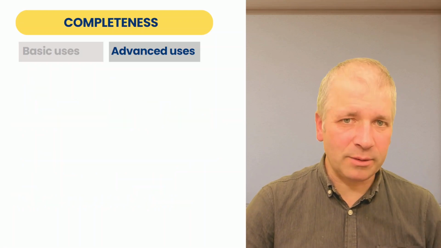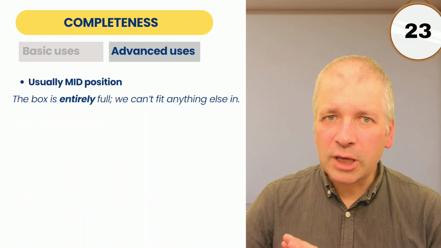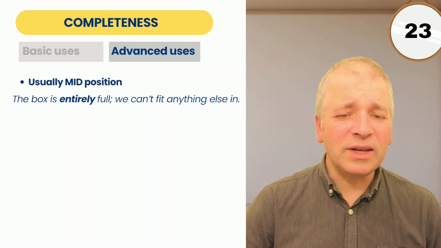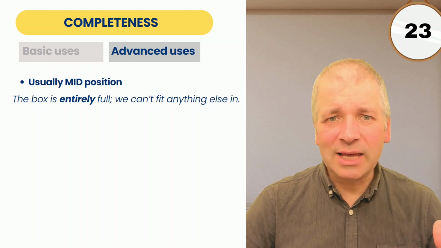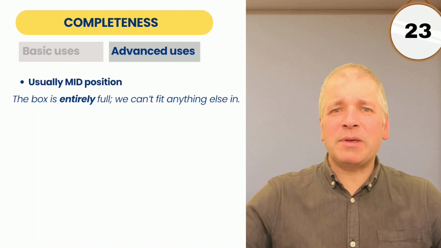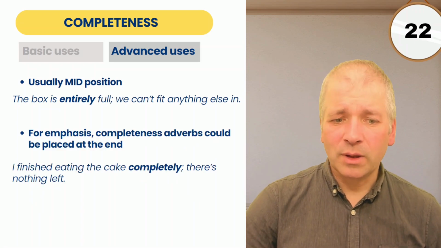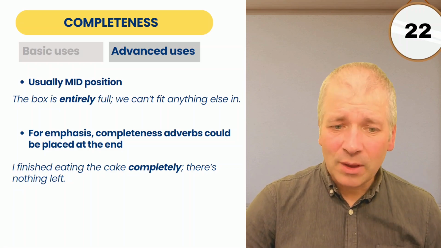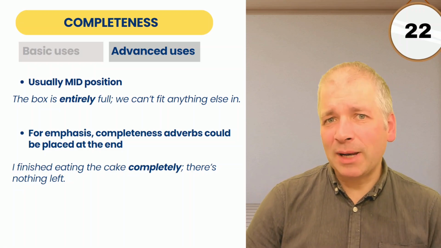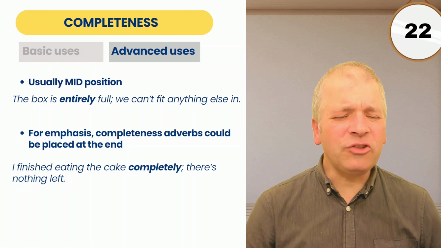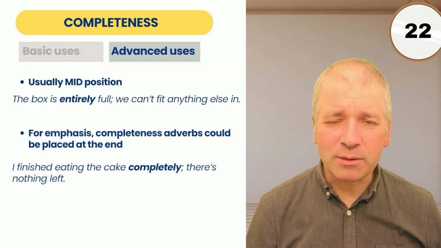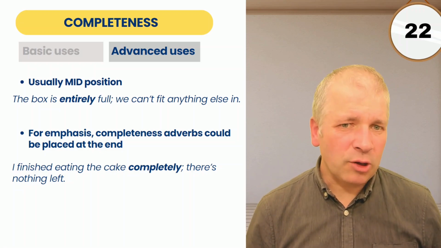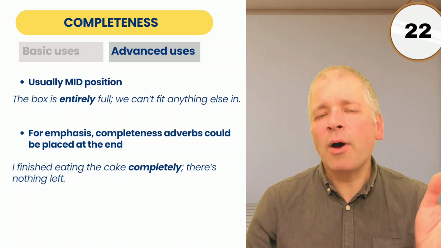Next, completeness. Again, these usually go in the mid position. The box is entirely full. We can't fit anything else in. So entirely is the adverb that describes a complete situation. If you want to emphasize the whole situation, then completeness adverbs could be placed at the end. I finished eating the cake completely. There's nothing left. So here, completely has greater emphasis because it's outside of the sentence.